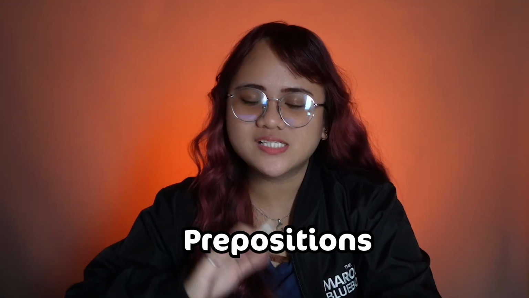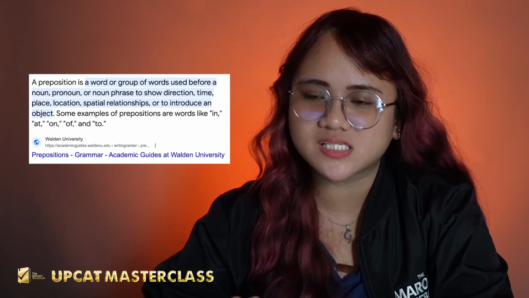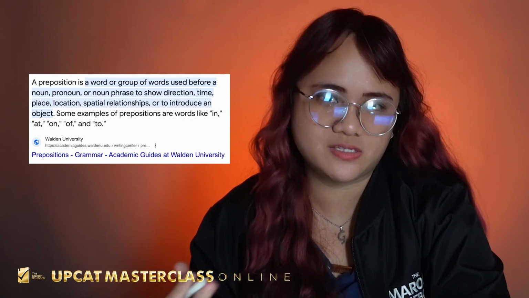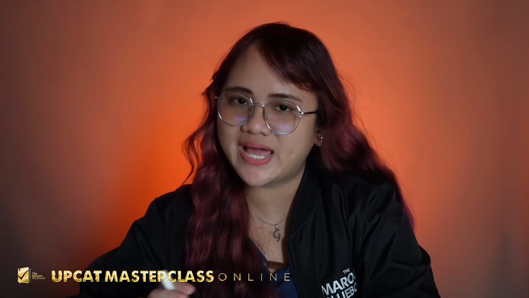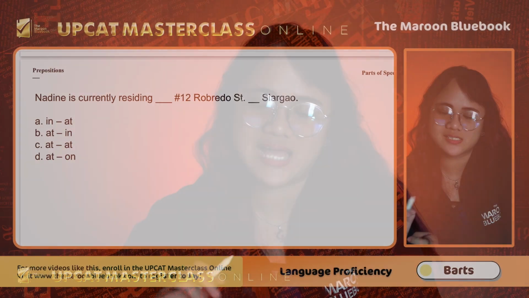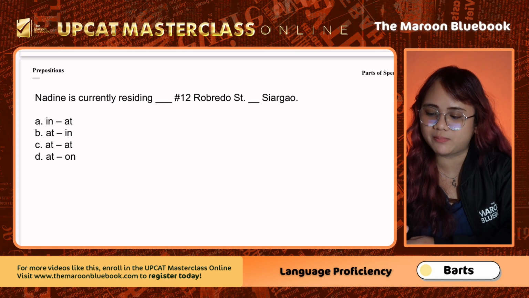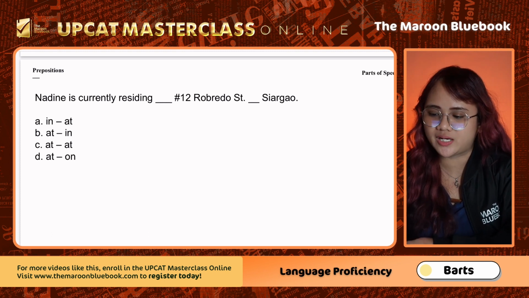Now let's start with prepositions. Prepositions may sound complex and a bit confusing to some students, but with the right method and being familiar with how they're properly used, prepositions can be quite easy. So let's start with this item. Nadine is currently residing blank, number 12, Robredo Street, blank, Siargao.